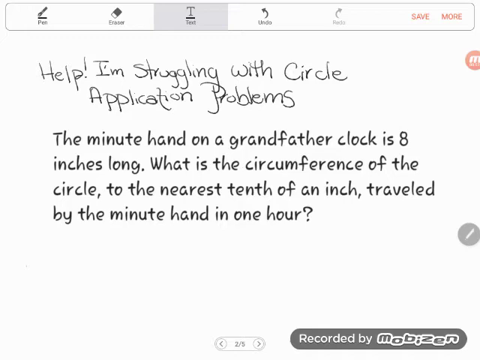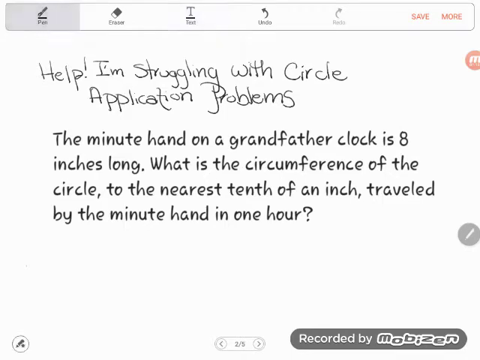It says the minute hand on a grandfather clock is 8 inches long. What is the circumference of the circle, to the nearest tenth of an inch, traveled by the minute hand in 1 hour? Guys, do not try to do this problem without drawing it. Anytime you have a visualization, I don't care if it's your backyard or a jacuzzi or the face of a grandfather clock, you need to see it. You need to have that image of what's going on here.